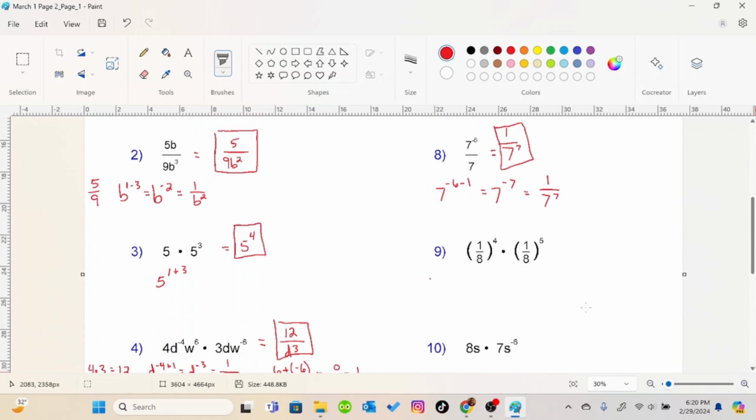Number 9. We have 1/8 to the 4 plus 5. That becomes 1/8 to the power of 9. And that is our final answer.